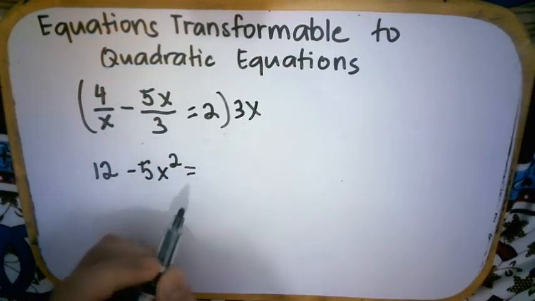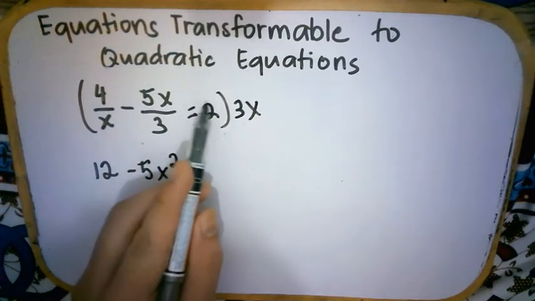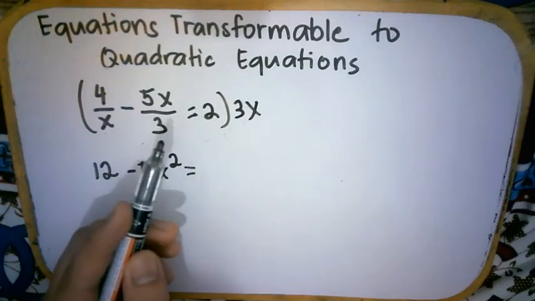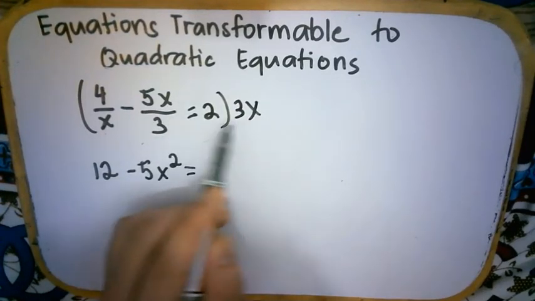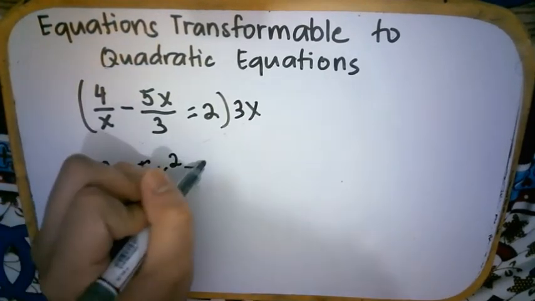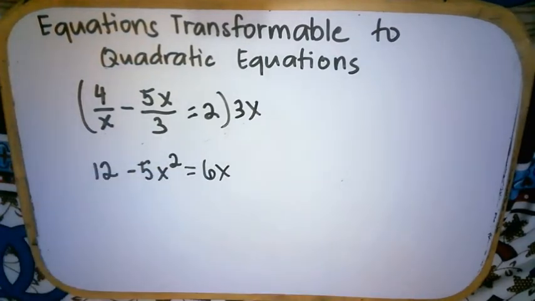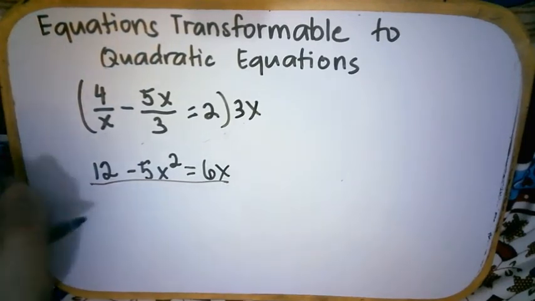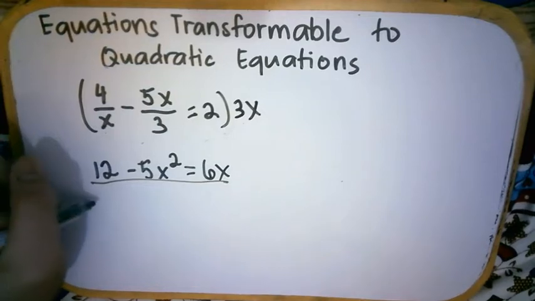And then equal to, since ito wala siyang denominator na given, so diretso natin na imumultiply yan. So we have 3x times 2 will be 6x. And then this will be our new equation. But we are not yet done since it's not yet in standard form. So what we're going to do is to make this 0 first. So to do that, we're going to subtract both sides by 6x.